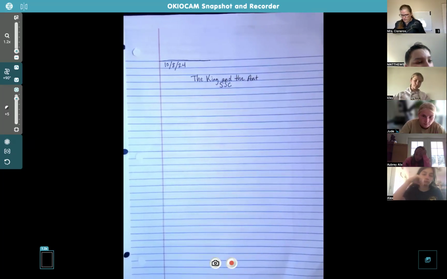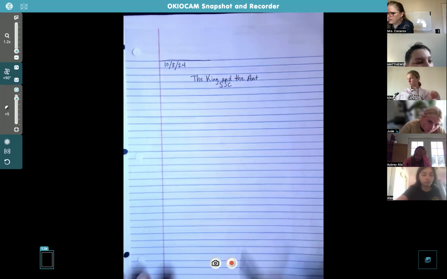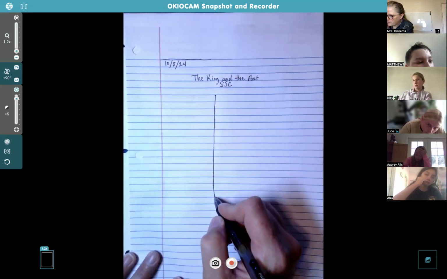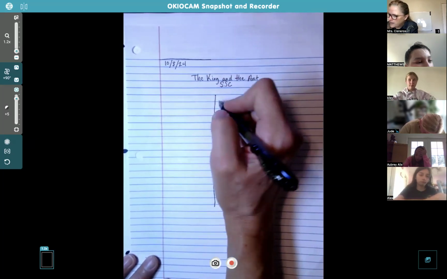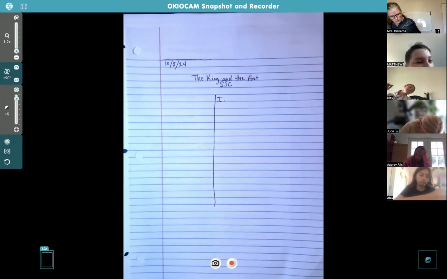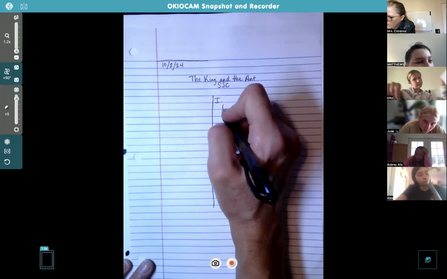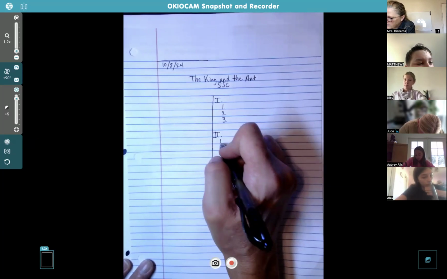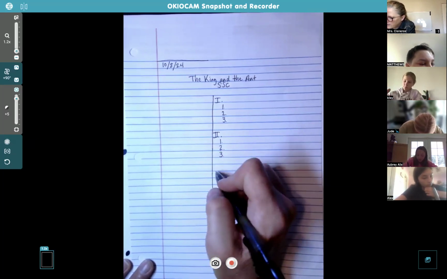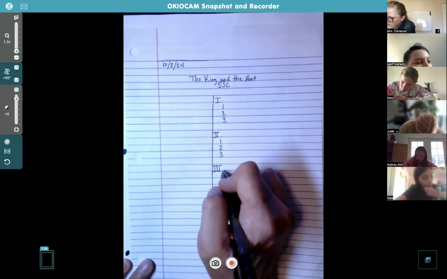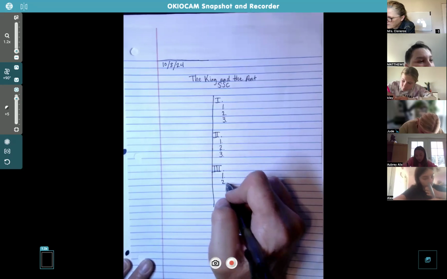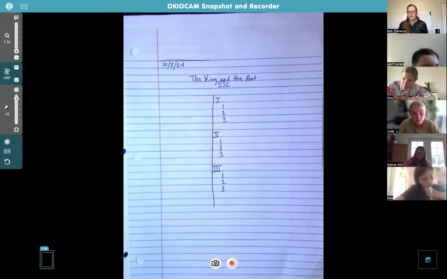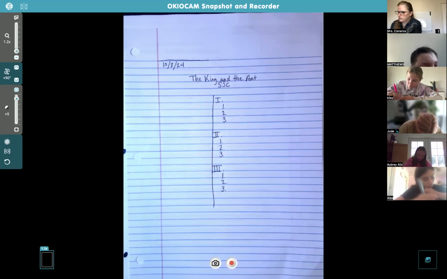SSC again, story sequence chart. You guys know the drill: about in the middle of your page or a little bit to the left, draw your line down. We're going to set up your keyword outline real quick. It's going to be a short one. We're just going to do 1, 2, 3. Skip a line. 1, 2, 3. Try to keep everything lined up and tidy. That's going to help you a lot with staying organized.